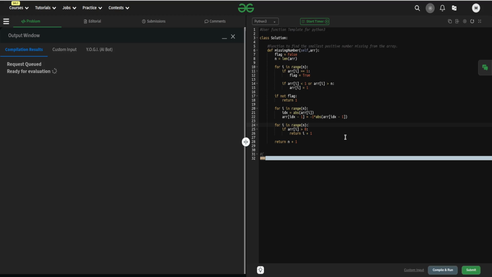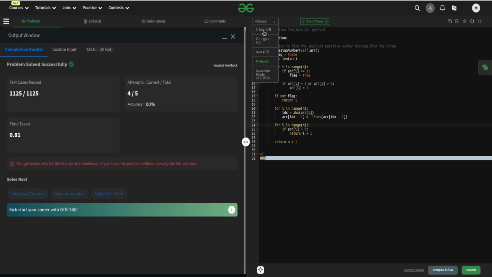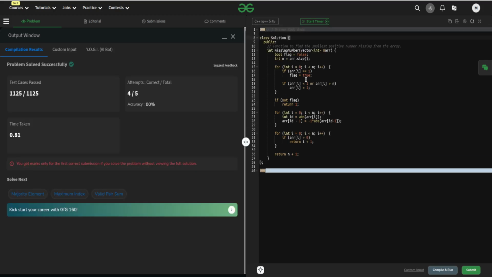Now let us submit our solution. So our Python solution got accepted. Now let us look at the C++ implementation. So the C++ implementation is also the same, folks.